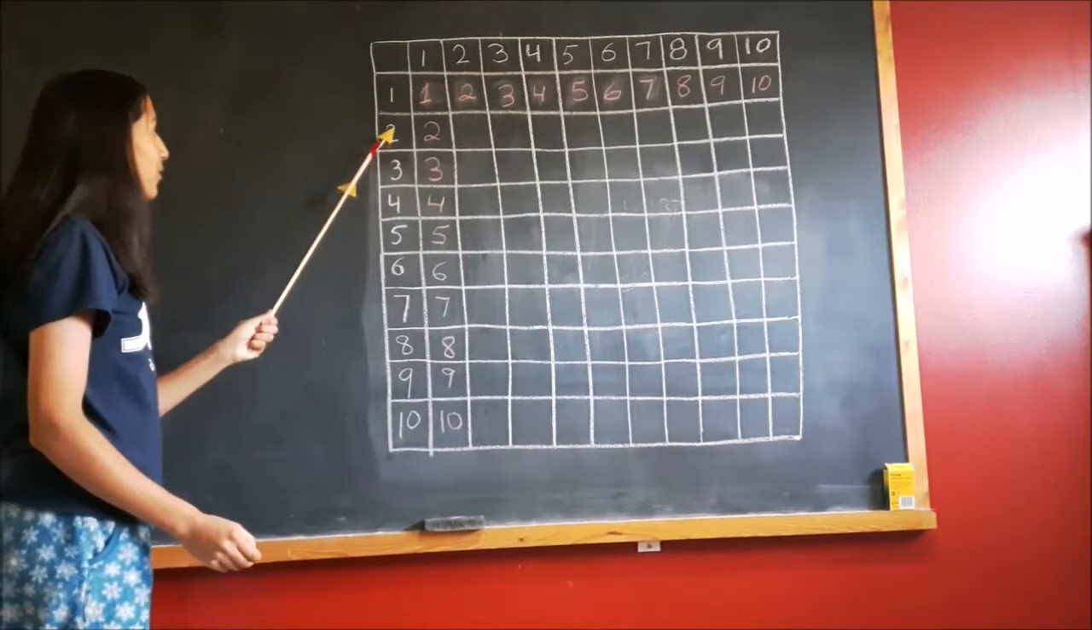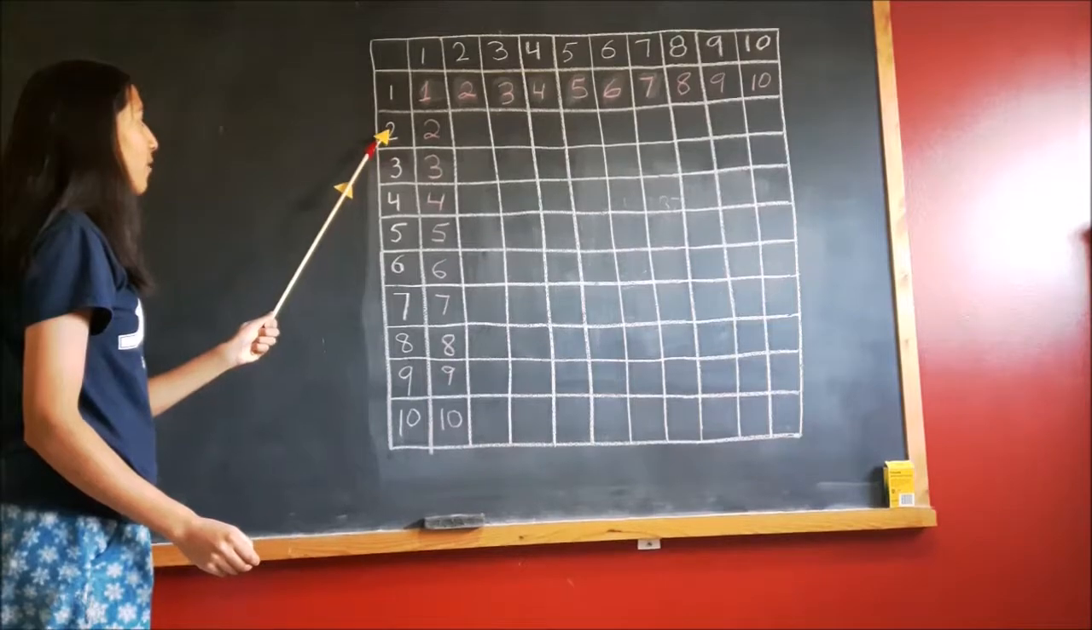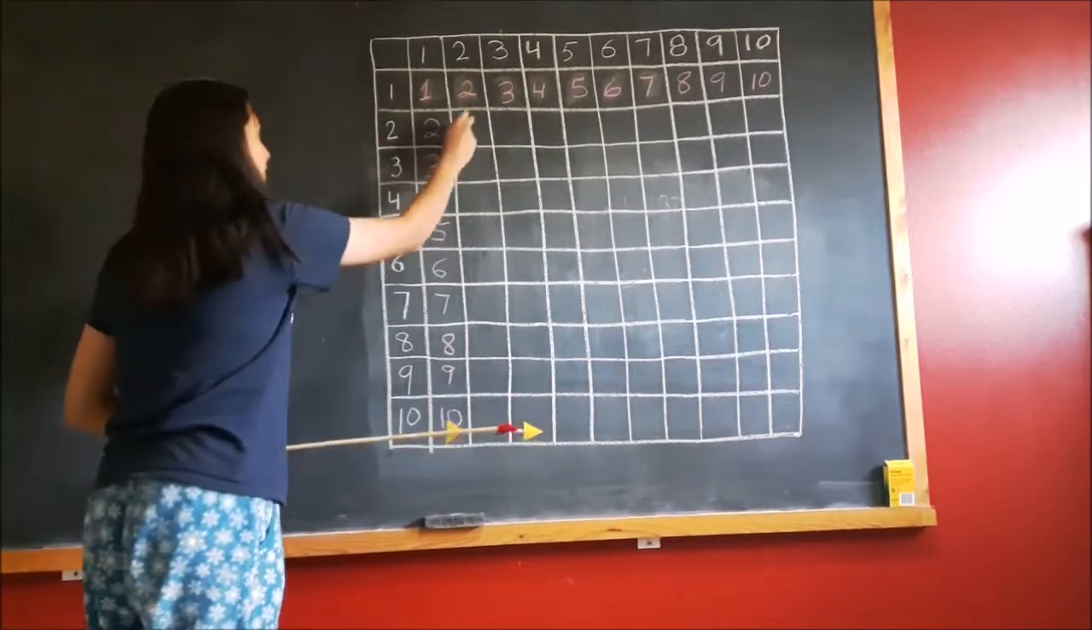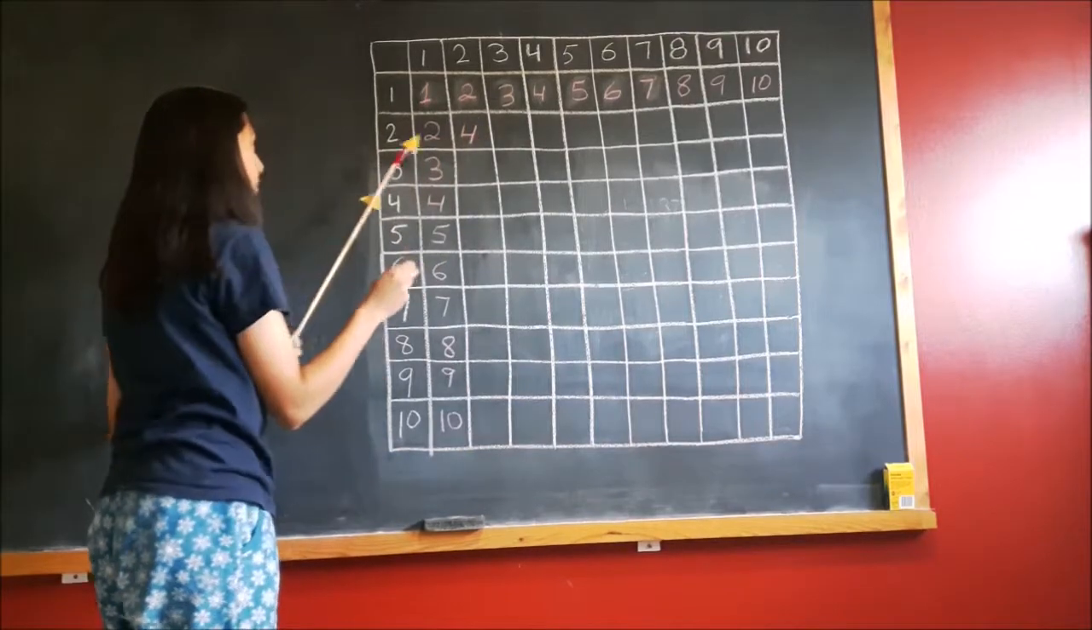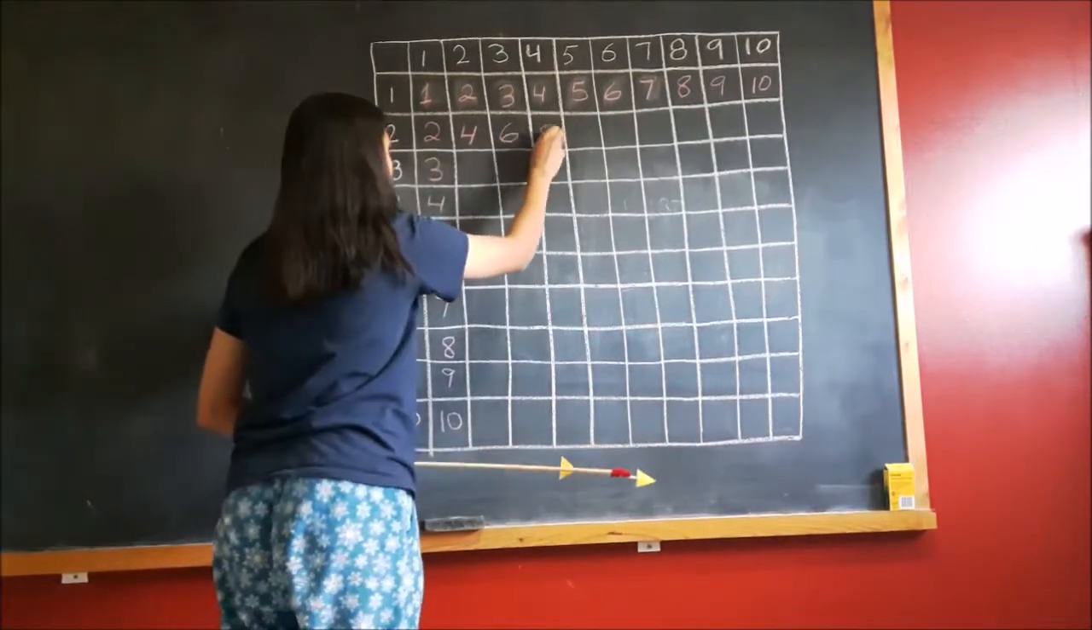So 2 times 1, as we know, is already equal to 2. Now let's move on to the rest of it. 2 times 2 is equal to 4, 2 times 3 is equal to 6, and so on.